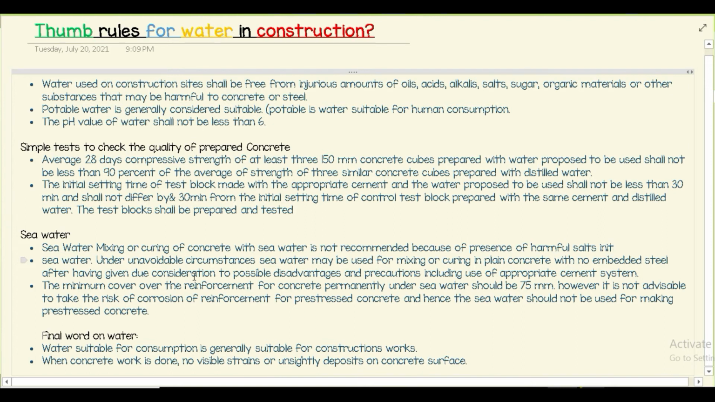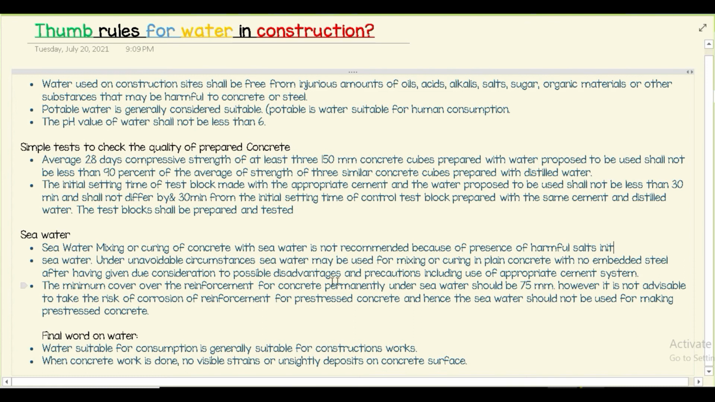Similarly, the third point says that if you have used seawater, then the thing that you would have to change is the minimum cover over the reinforcement, right? So it says that the minimum cover over the reinforcement for concrete permanently under seawater should be 75 mm. So if you're using seawater, then make sure that the cover is 75 mm. I believe a normal average cover is around 25 to 35 to 45. So 75 is a lot, and however, again, it is still not as advisable.